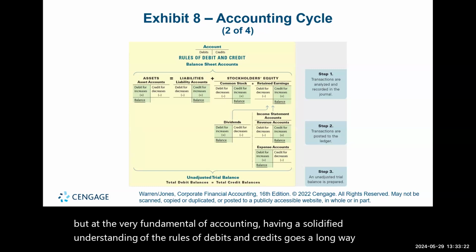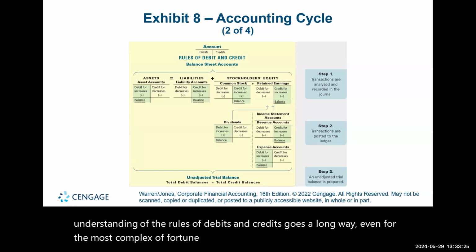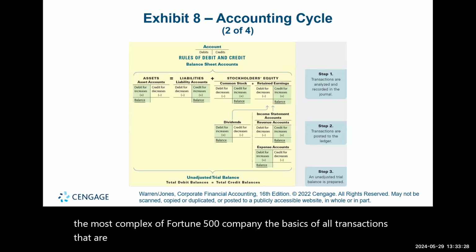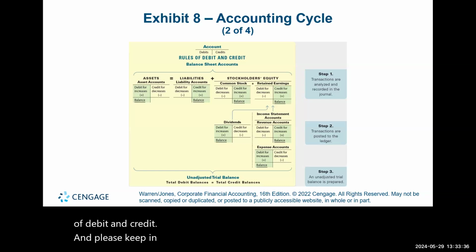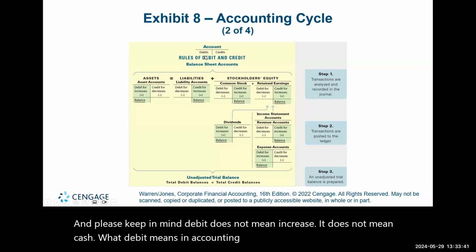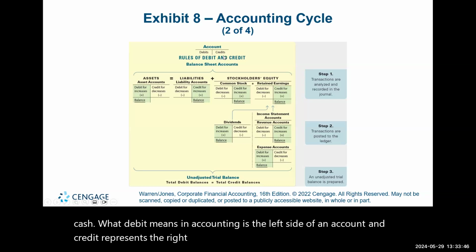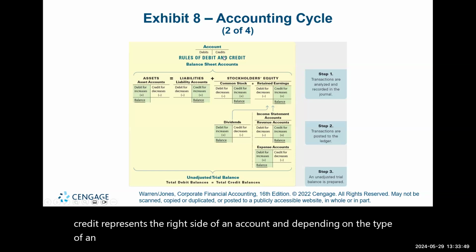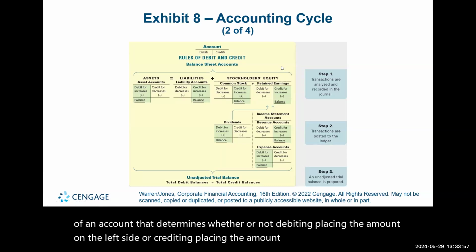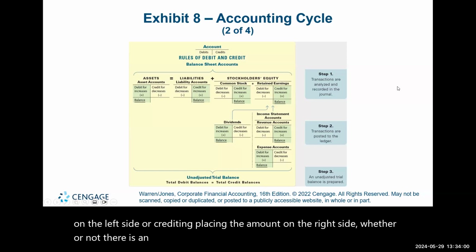Even for the most complex Fortune 500 company, the basics of all transactions that are recorded tie back to this basic accounting equation and the rules of debit and credit. And please keep in mind, debit does not mean increase. It does not mean cash. What debit means in accounting is the left side of an account, and credit represents the right side of an account. And depending on the type of account, that determines whether debiting, placing the amount on the left side, or crediting, placing the amount on the right side, has an increasing or a decreasing effect.